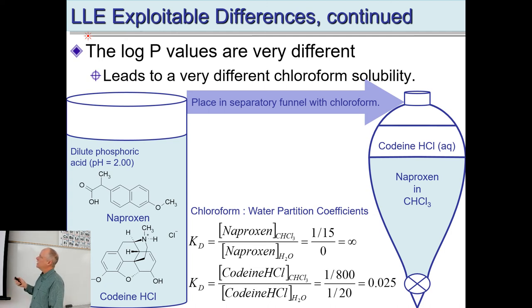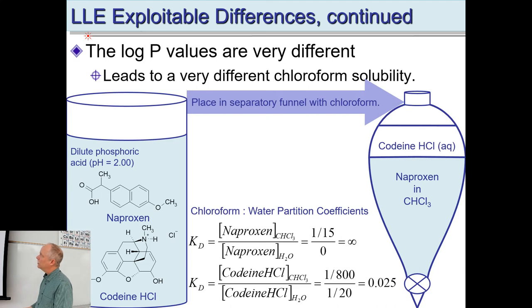So we can put it in here, we can shake it up, and we can look at the difference. So here, if we're looking at the amount of naproxen sodium in the chloroform, we have some solubility here, but in the naproxen in the water, if it's neutral, we're going to have infinite partition for the naproxen. And then for the partition coefficient for chloroform versus water for the codeine HCl, we have 1 in 800 over 1 in 20, and so it's about 0.25 in the chloroform layer. And so the codeine is going to go into the aqueous layer, and the naproxen is going to go into the organic layer.